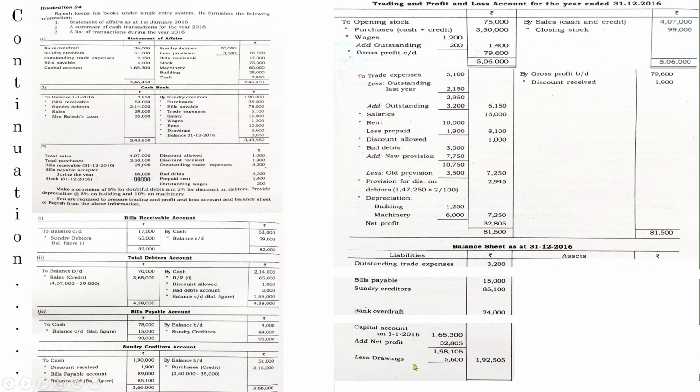After that you need to adjust drawings. In this question, make sure whether there are drawings or not. Yes, in the cash book there is a drawings amount of 5,600, adjust that amount. And in this question there is no information regarding additional capital or interest on capital or interest on drawings. So now let us find out the total capital at the end, that is 1,92,505, on the basis of only the available information.